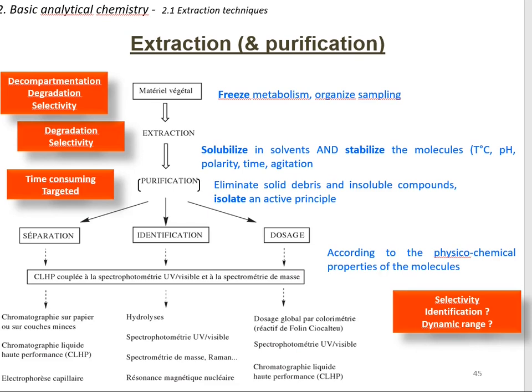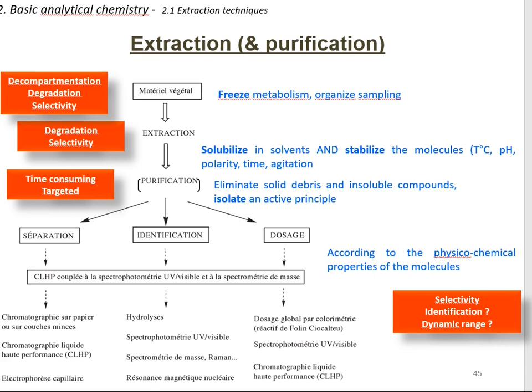So here is a workflow of extraction and partial purification. Purification is something that can be added to the extraction. It can be total, you purify one compound, or just partial by just eliminating some undesired fractions of the metabolites contained in the sample. So you start with plant material. It's frozen, and of course you have organized your sampling.